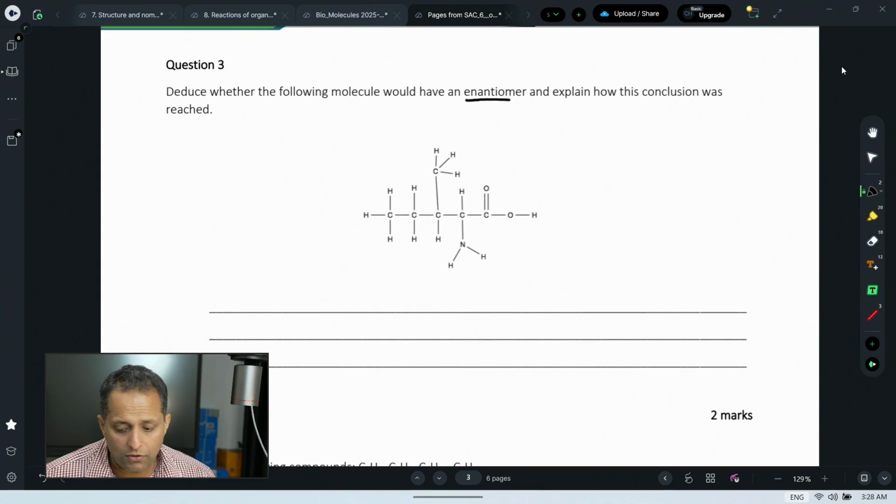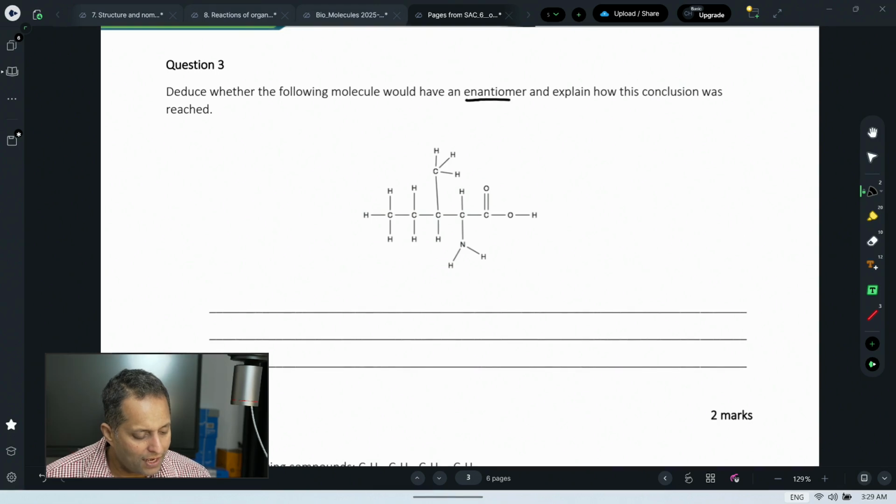If you want to know whether something is an enantiomer or not, it is easy. You can identify an enantiomer by identifying a chiral carbon. What is a chiral carbon? It's a carbon with four different groups. When four totally different groups, structure-wise, attach to a carbon, it is called a chiral carbon.